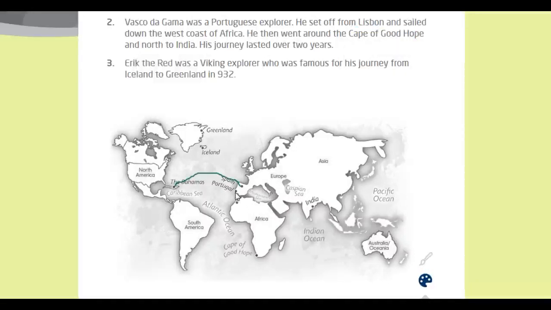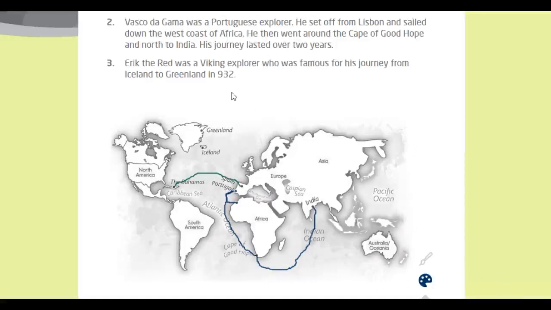So let's go here, Portugal, until here, the Cape of Good Hope, and then to India. Pretty good. Very nice. But there's a dot here, maybe it went like this, in here, and then went there. Pretty good.